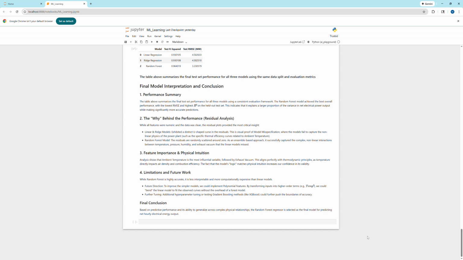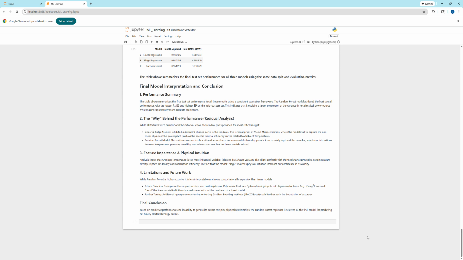The linear and ridge models exhibited that distinct U-shaped curve in the residuals, just visual proof of model misspecification, where the model fails to capture the nonlinear physics of the power plant. We did see that temperature was the largest indicator, and this aligns perfectly with thermodynamic principles as temperature directly impacts density and combustion efficiency. So this model's logic matches physical intuition and increases our confidence in its validity.